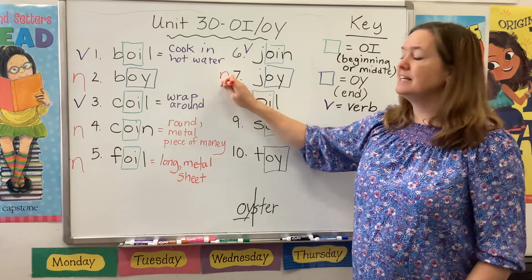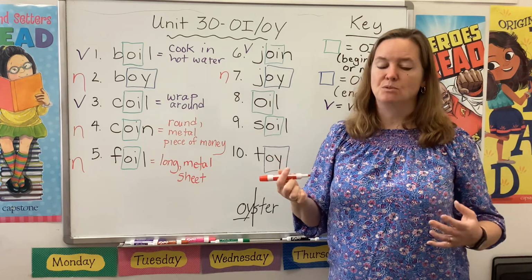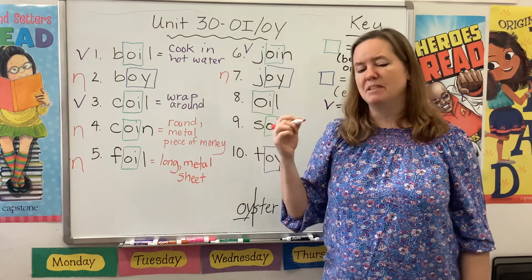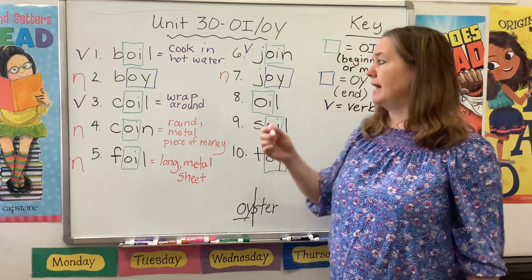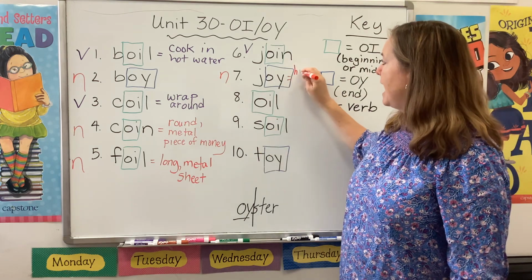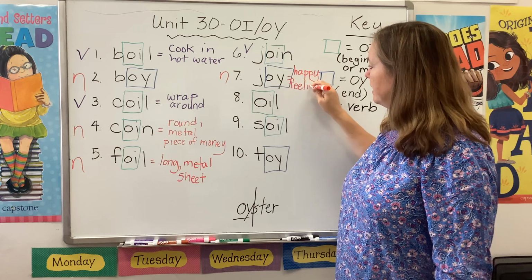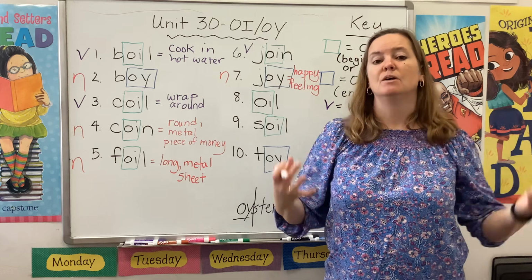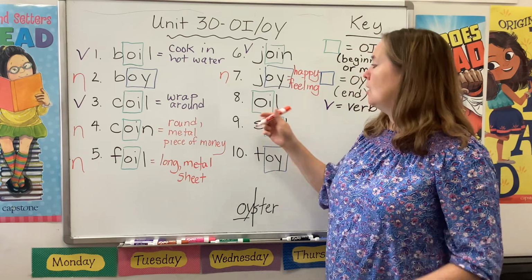Joy is another noun. Now, most of the time we talk about concrete nouns. Those are the things we can touch and draw. Joy is not something you can draw or touch, but it's still a real thing, okay? Joy is a happy feeling. Whenever my sons come home from college, I am filled with joy. I am very, very happy to see them.